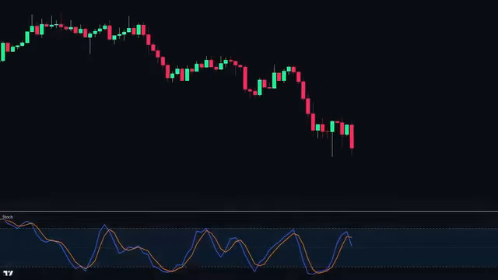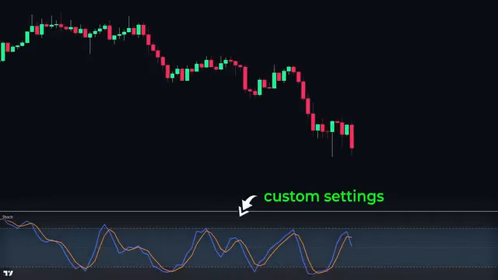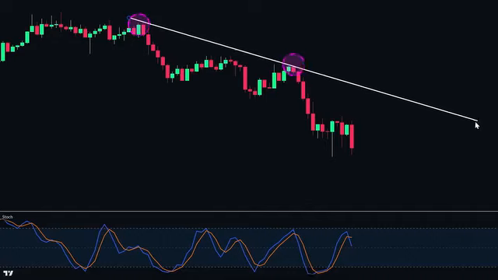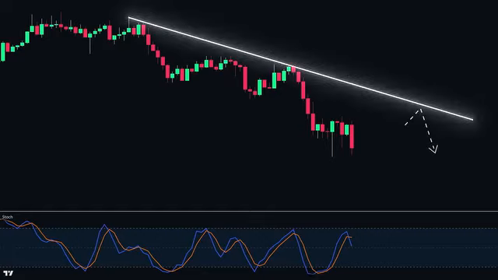In this chart, we already have our stochastic with the custom settings applied. Next, we can see an obvious trend line that we can draw at these swing highs, so just draw it right there. Now, since the overall trend is heading down, the setup we're looking for is price bouncing off this trend line to the downside. That's why we only draw the trend line above and didn't need to draw the one below.